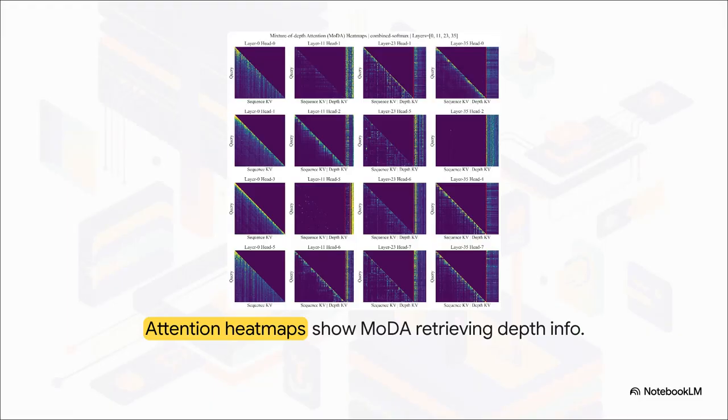If you really want to see the proof, we can look right inside the model's brain via its attention heat maps. When you look under the hood, you can see the sequence attention happening normally. But then across different heads and layers, there's this substantial, persistent attention mass lighting up for the depth information. The model isn't just looking around at its local sequence context. It's actively choosing to look back in time. It queries earlier layers to retrieve historical depth information to make better predictions. Seeing really is believing here.